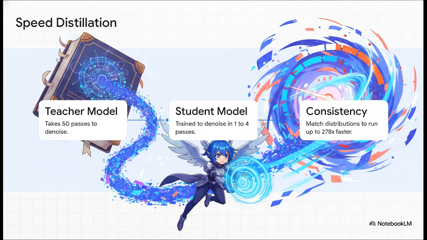So to close that massive speed gap, developers rely on a really clever process called distillation. Basically, they take a slow original model, which they call the teacher, and train a faster copy, the student. Through techniques like consistency models, this student is trained to agree with the teacher at every single noise level, which lets it complete the denoising process in just 1 to 4 passes. The absolute strongest of these pipelines can run up to 278 times faster. That is what finally makes real-time generation mathematically possible.